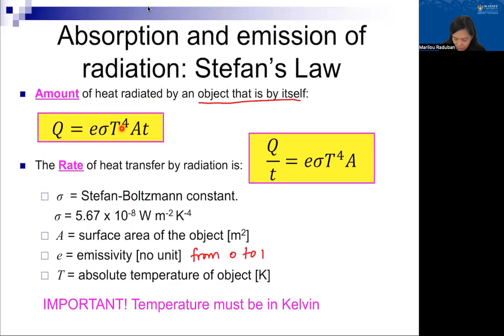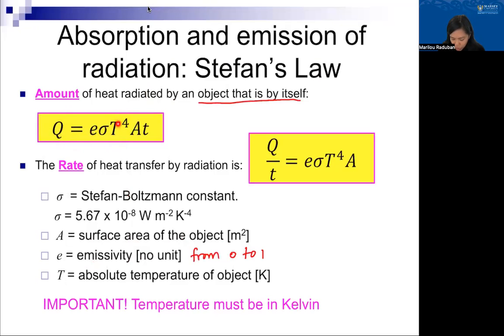We've also seen that it depends on the area. So A is the surface area of the object. The bigger the area that's exposed, the more energy is lost by radiation. So there's a direct proportionality between area and the amount of energy lost. It also depends on temperature. We've seen that the hotter the object is, the more energy is radiated, the higher the amount of energy lost by radiation.